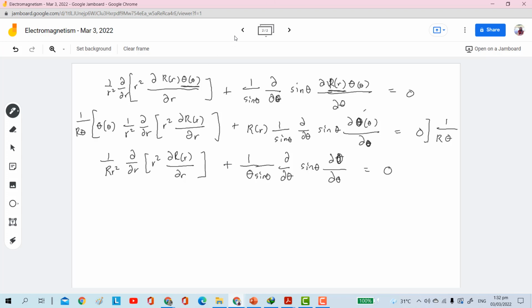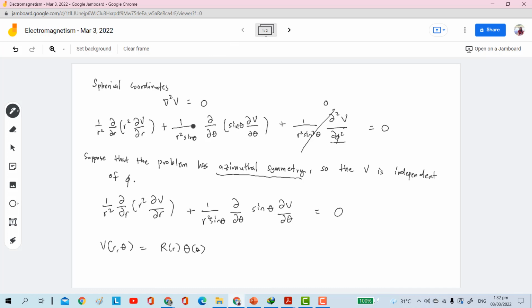We forgot something here. The r squared disappeared. Let's go back to the Laplace equation, okay? So, 1 over r squared, 1 over r squared. This one also is 1 over r squared. Therefore, we can remove the 1 over r squared directly, class. You can multiply both sides by r squared. So, from our Laplace equation with azimuthal symmetry, so independent of phi, we can multiply both sides by r squared so that our equation is simplified. Okay?